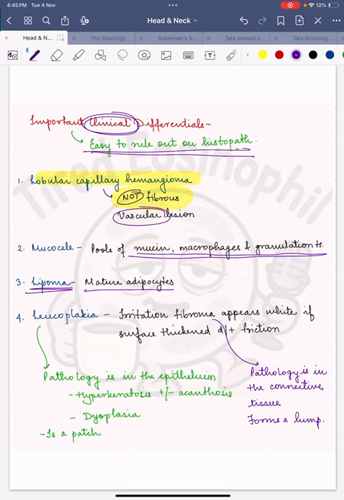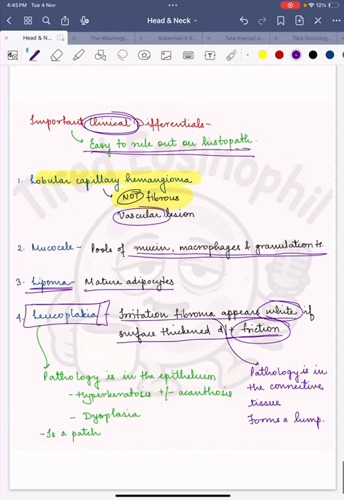One interesting topic is leukoplakia. One important thing to consider is that irritation fibroma appears white if the surface has thickened due to irritation and chronic biting. However, on histopathology, they are very easy to differentiate because leukoplakia is a pathology in the epithelium. So in this, we can see hyperkeratosis with or without acanthosis and dysplasia, and leukoplakia presents as a patch. However, in cases of the irritation fibroma, the pathology is in the connective tissue and most commonly it forms a lump.